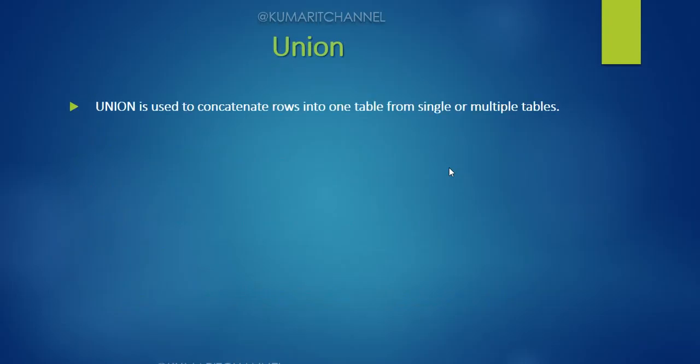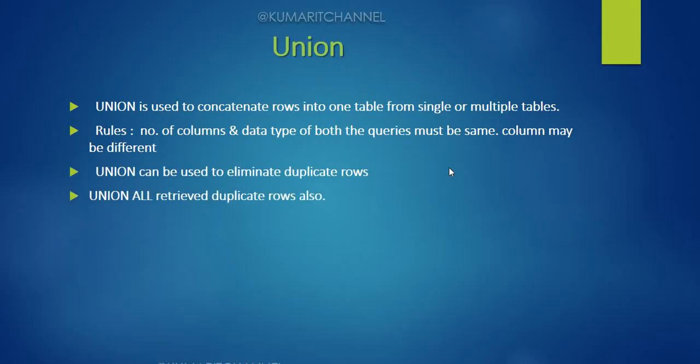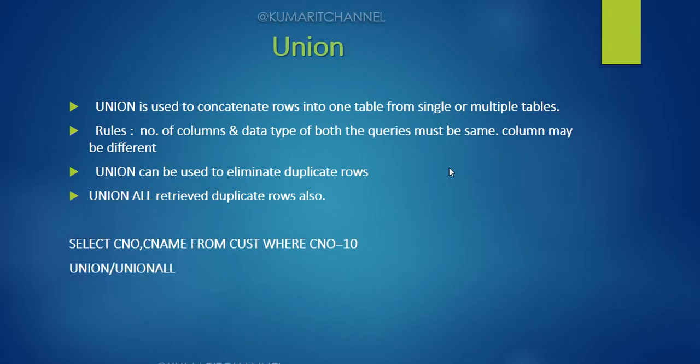What is union? Union is nothing but grouping. You want to form a union. It is nothing but playing with multiple tables. You want to combine multiple tables and fetch the information. There is one specific rule: when you are using a union, be careful. The number of columns and data types of both queries must be the same. Column names may be different. Union can be used to eliminate duplicate rows. Union all retrieves duplicate rows also. For example: select customer name from customer number, where this, union or union all, and this can be used.